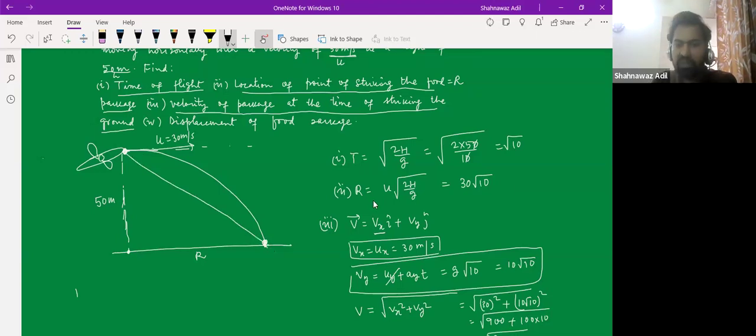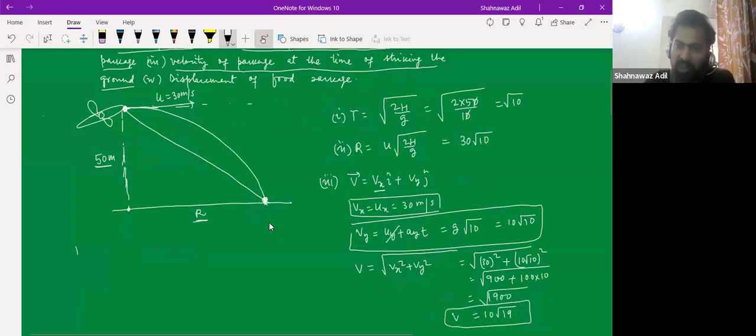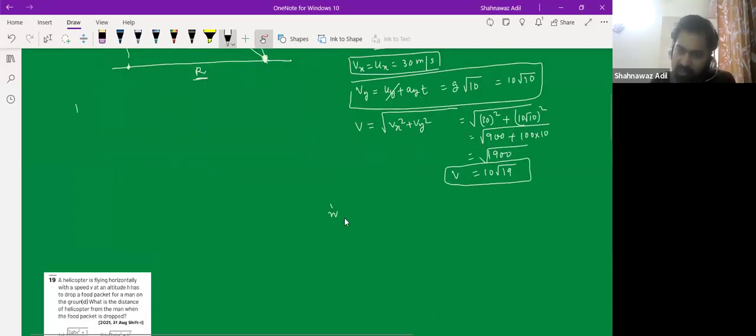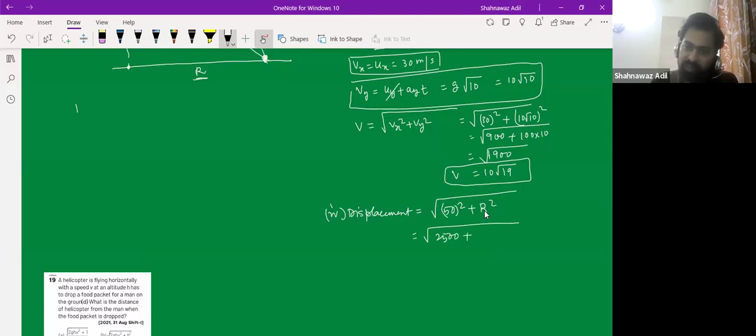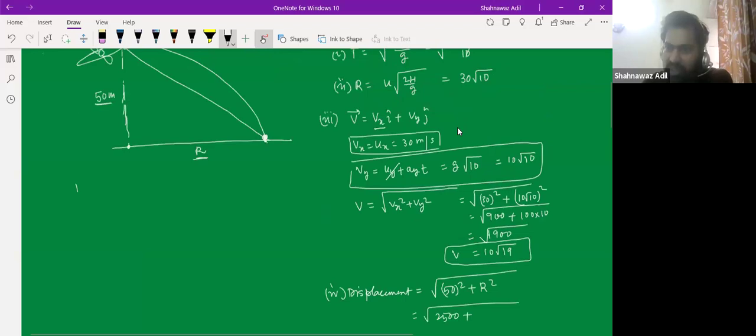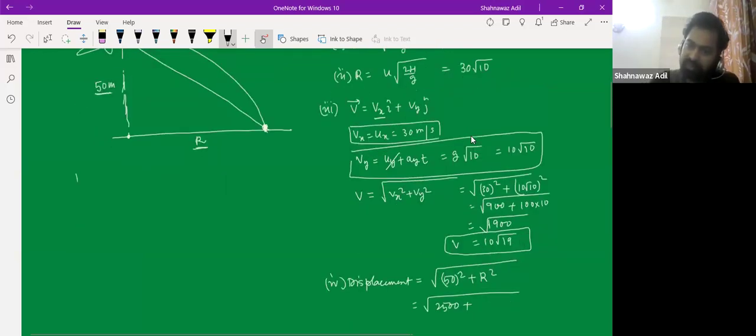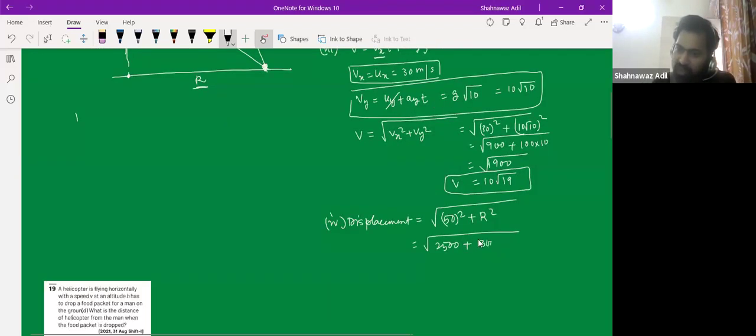And how can we calculate this thing? So we know that this is 50, this is R. So this would be the hypotenuse. Displacement is simply root of 50 square plus R square. So this is 2500. R we have just calculated, that is 30 root 10. So 30 square.